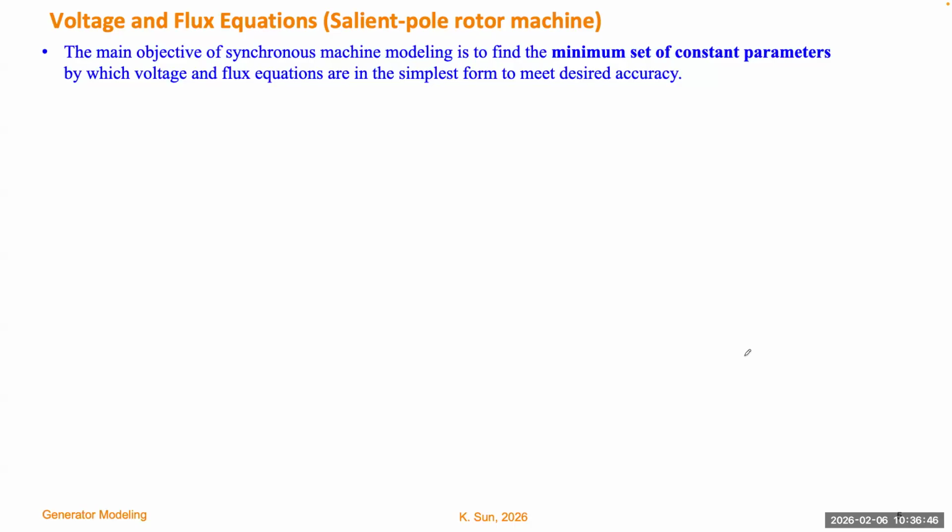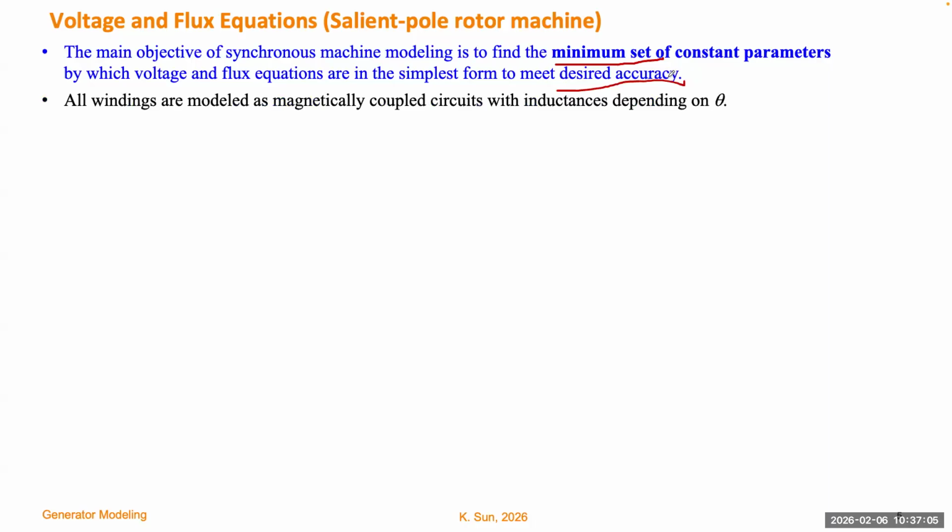So our goal is to give a desired accuracy. You can define the accuracy, and then we find the minimal set of parameters. Okay. So later you will see how we can reduce the number of parameters without sacrificing any accuracy of the system.